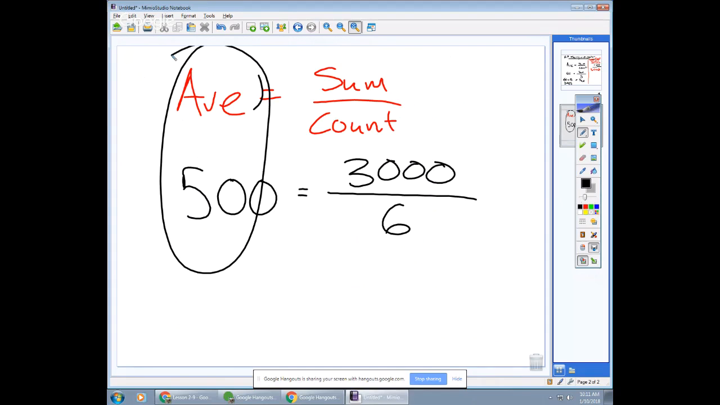Okay. And we did a bunch of guessing and checking, and there's nothing wrong with guessing and checking because the spreadsheet is a great tool for that. But we have a little more power than just guessing and checking because we know average is sum over count.